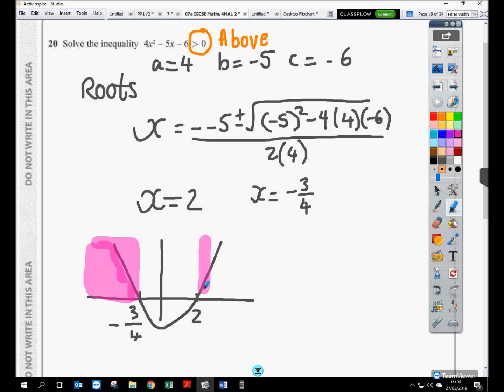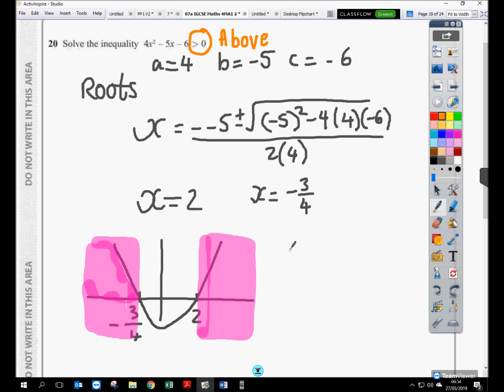And then this section here as well, when the graph is above the x-axis. Okay. It's only below the x-axis between negative 3/4 and 2. So to the left of negative 3/4 and to the right of 2, it's above the x-axis.